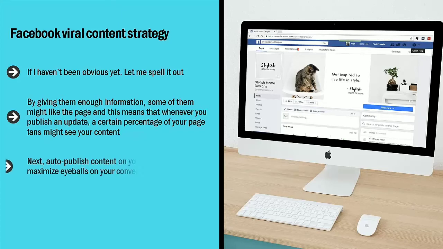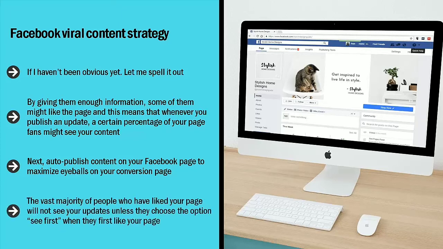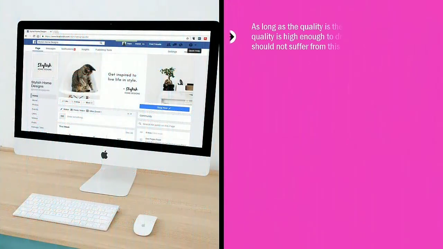Next, auto-publish content on your Facebook page to maximize eyeballs on your conversion page. In other words, keep posting on a regular basis to your Facebook page. Don't feel guilty about this. Please understand that only a tiny minority of your Facebook fans will get to see your updates. The vast majority of people who have liked your page will not see your updates unless they choose the option See First when they first like your page. But generally speaking, only a small percentage of your page fans will see your updates, so it helps to publish on a regular basis and to publish a lot. As long as the quality is high enough to drive engagement, you should not suffer from this.